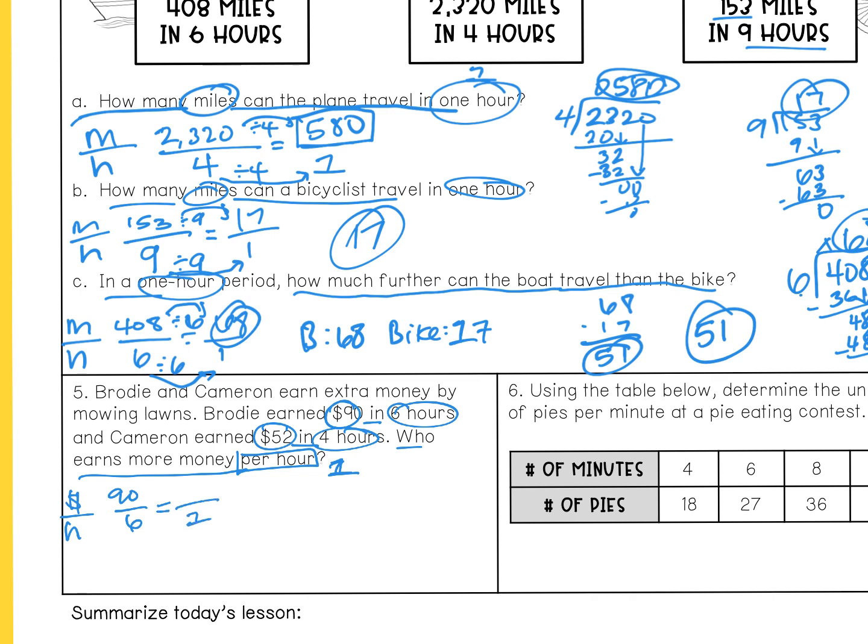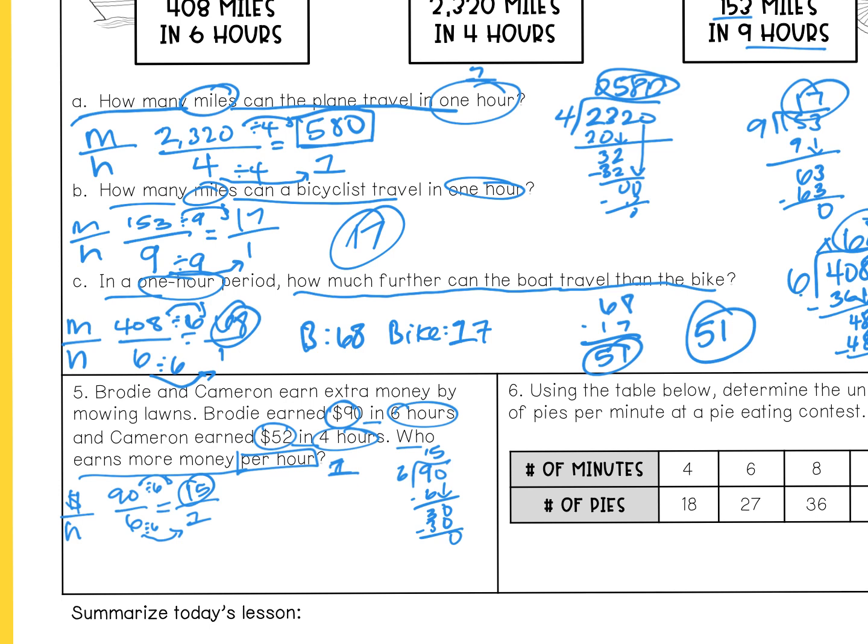Per hour means 1 hour. So I'm going to have to divide 6 divided by 6 equals 1. If I do it to the bottom, then I got to do it to the top. And 90 divided by 6 is how we figure out how much Brody makes per hour. So 6 goes into 9 one time. 1 times 6 is 6. Bring down your 0. 9 minus 6 is 3. 6 goes into 30 5 times, and 5 times 6 is 30. Subtract 30 minus 30 and you get 0. So Brody earns $15 per hour.